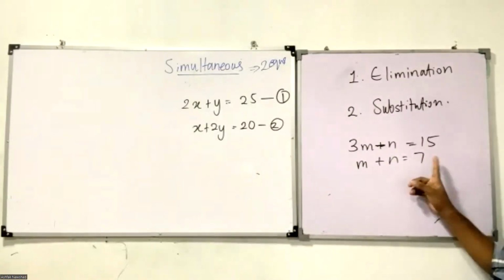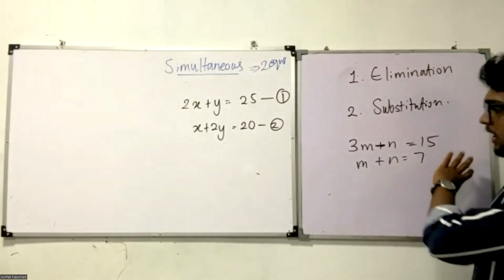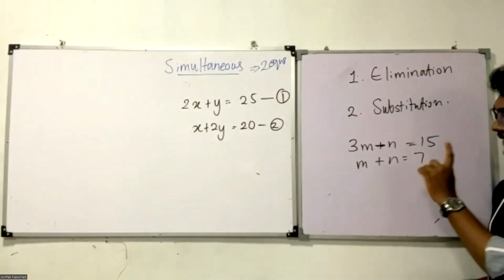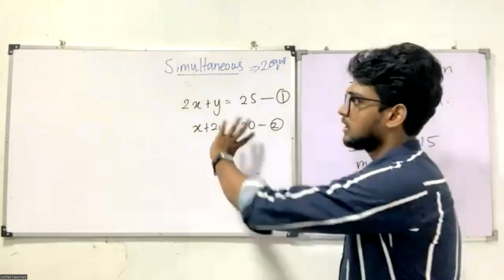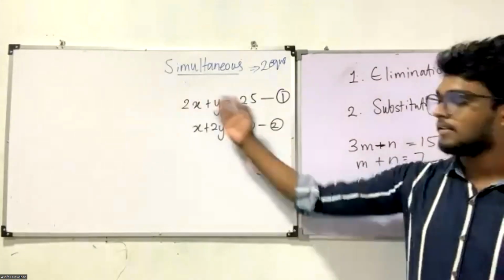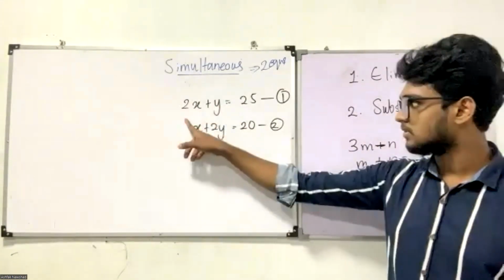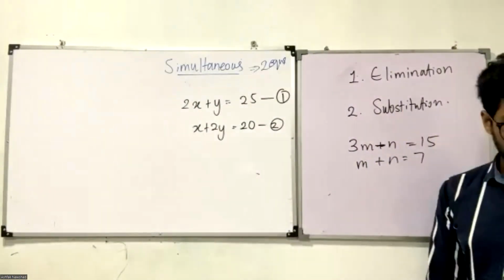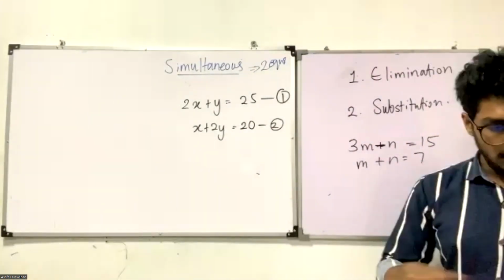Good. So that's what I was talking about: how to choose whom to eliminate. But in this case, the coefficients are not equal at all, so you can choose anyone. You can choose x or you can choose y. Now, is that clear?